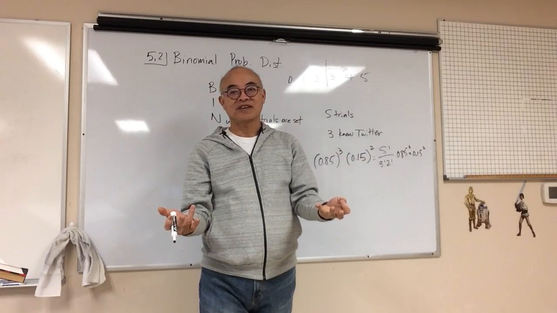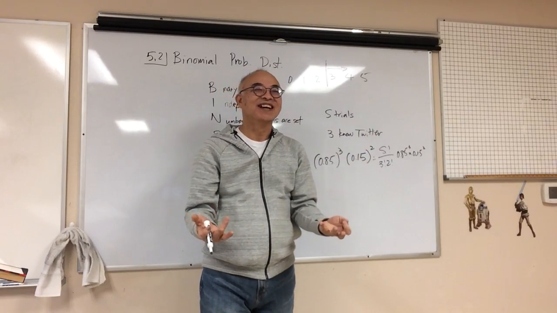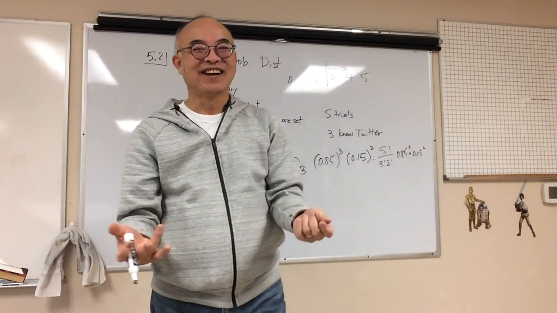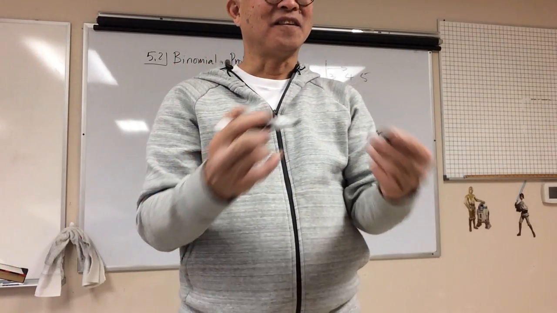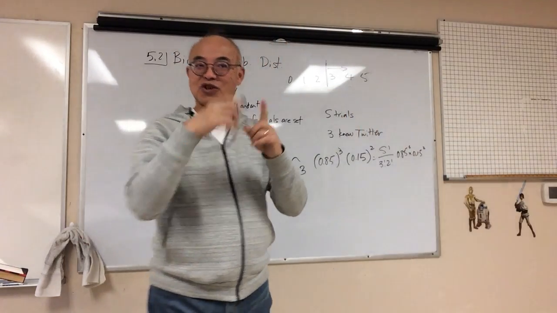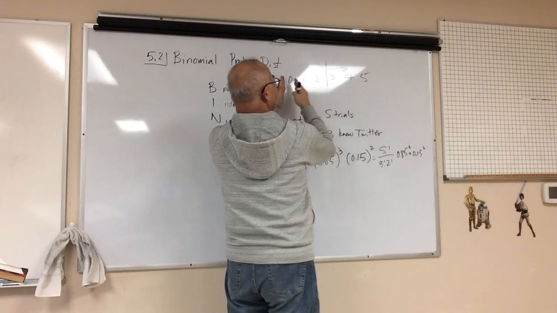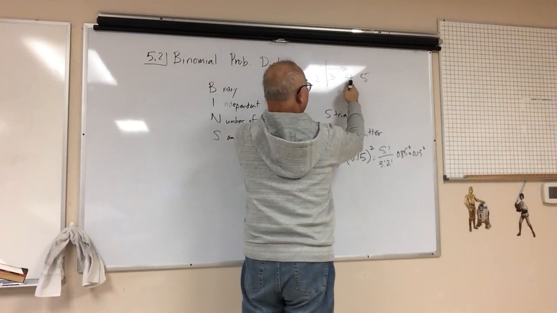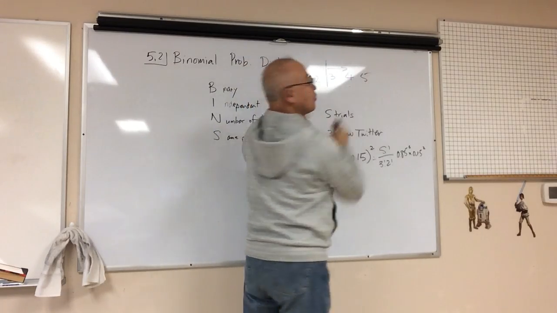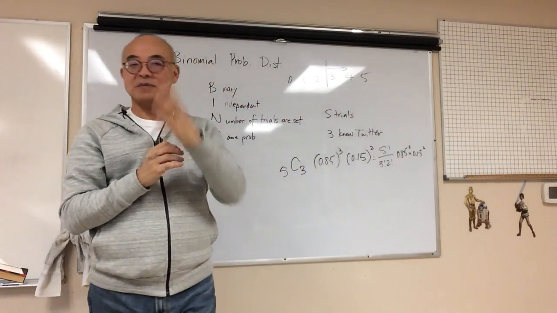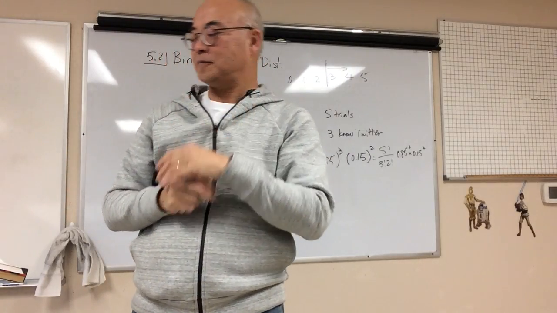I'm getting blank stares here. You don't want to use the cumulative ones for 3, 4, and 5. The cumulative for 3 gives you from 0 to 3, the cumulative to 4 gives you 0 to 4, and then 0 to 5. You don't want that. Does that make sense? Okay.